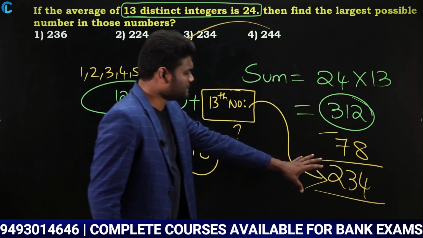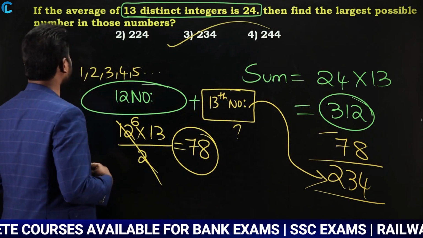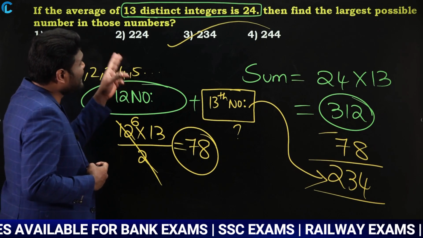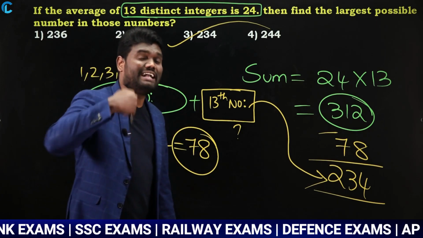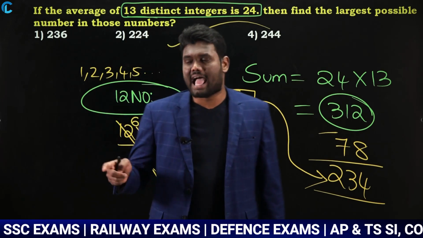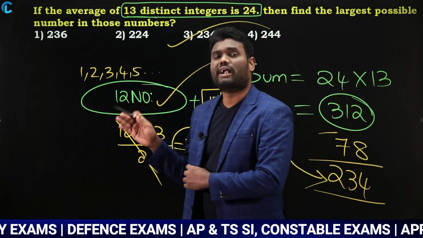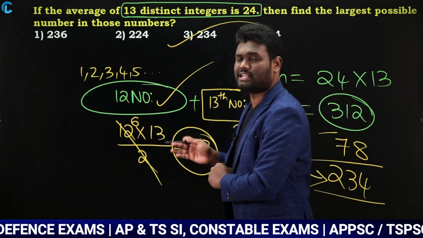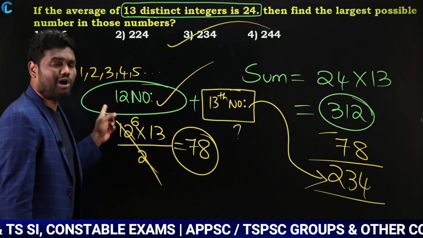Just what you need to do is understand the question clearly. It is said that average of 13 distinct integers, which means they should be different. So that is the reason I have taken out of 13 numbers 12 numbers as 1, 2, 3, 4, 5, 6, and so on. Why? Because I need minimum values. To make it maximum, I need to make all of these minimum.